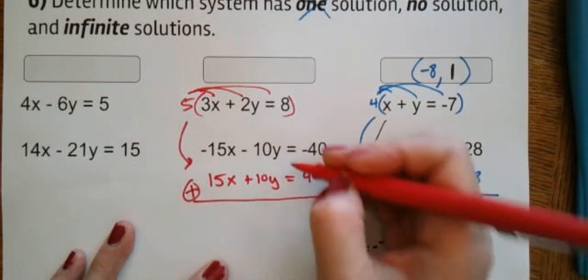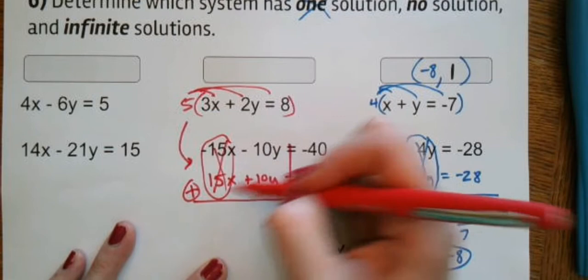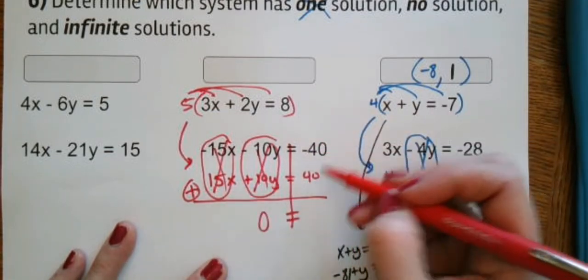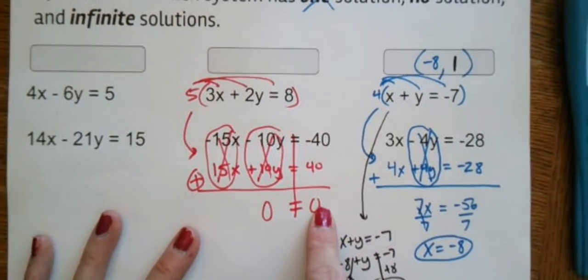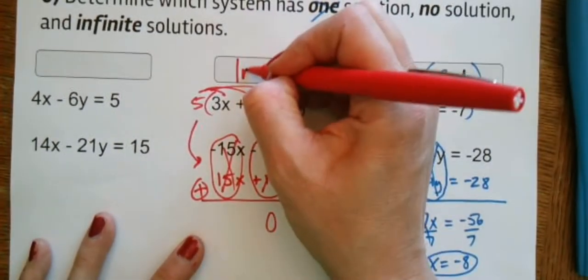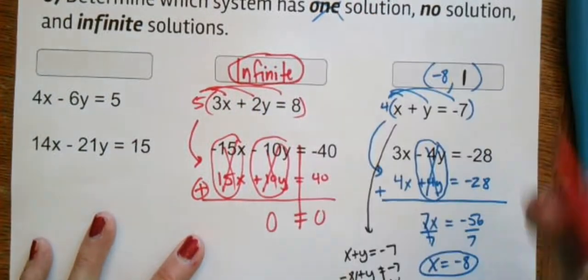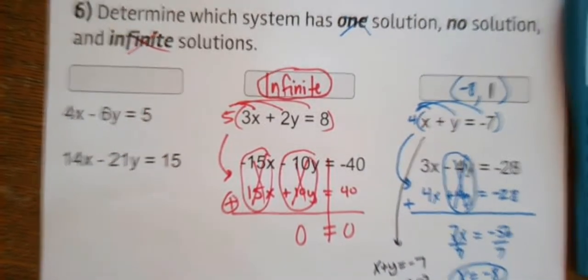So I go ahead and add these together. The x's are opposites, they cancel. The y's are opposites, they cancel. So you get a value of 0. -40 plus 40 gives you 0. So here I end up with 0 equals 0, which is true, and it's an identity, so this would be infinite. Infinite solutions here, which means that this one's probably no solution.